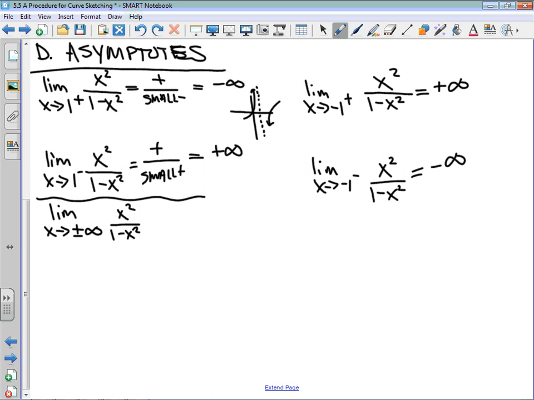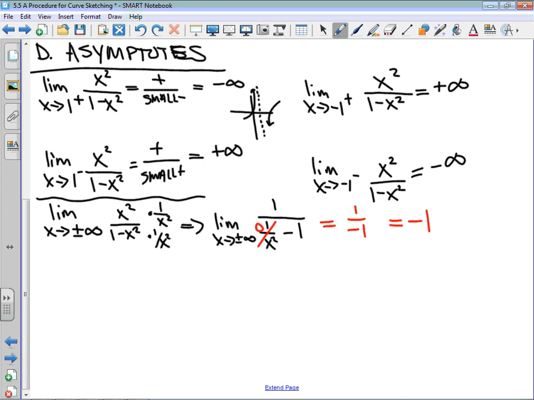So the way we're going to deal with this is I'm going to multiply the numerator and the denominator by 1 over x squared. And this becomes the limit as x approaches positive and negative infinity of 1 divided by 1 over x squared minus 1. Now, to deal with this limit, anywhere we have a constant divided by the variable is 0. So this limit is equal to 1 over -1. So we get -1.